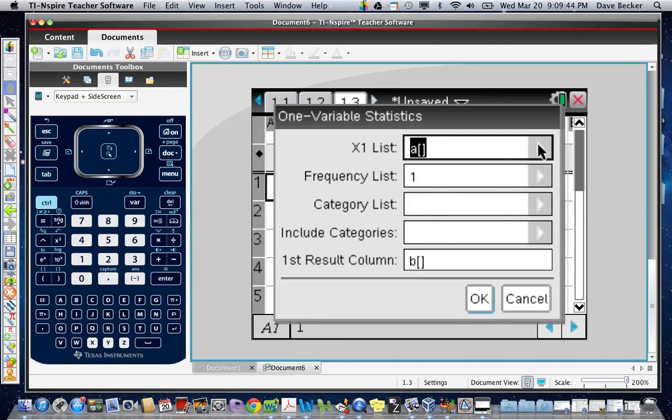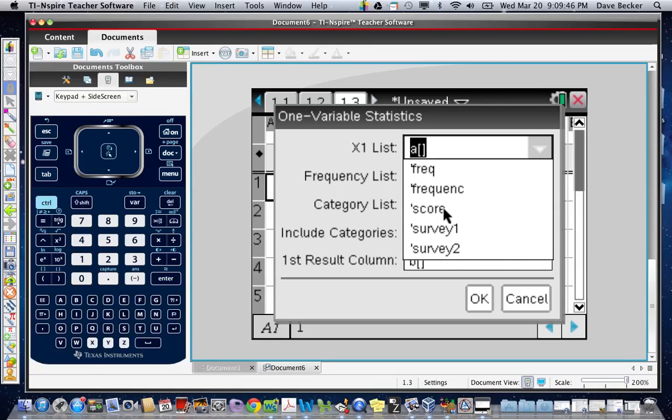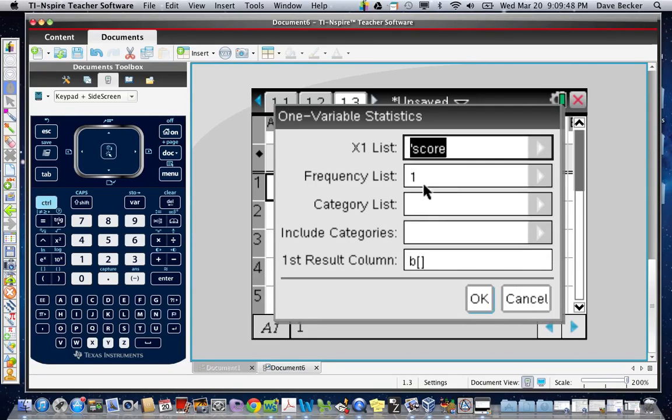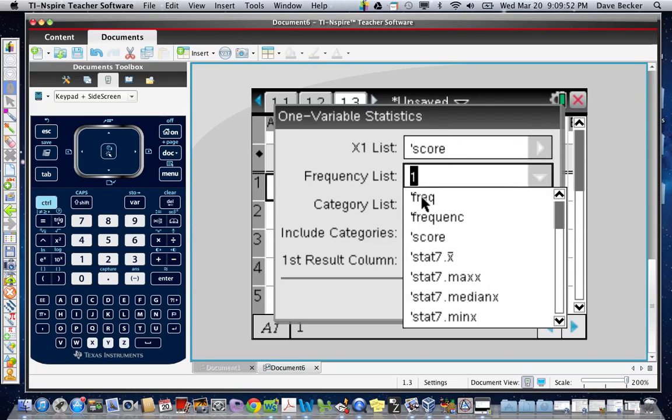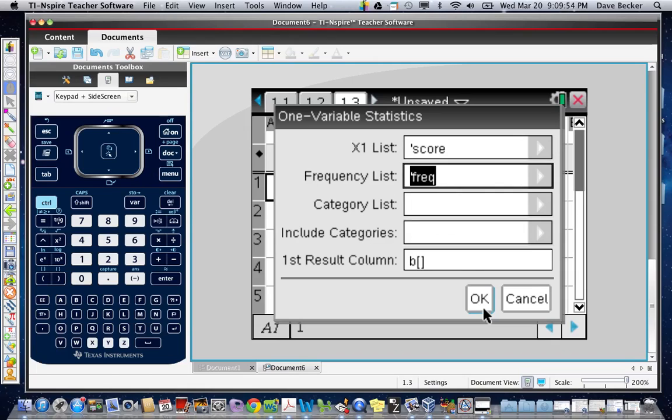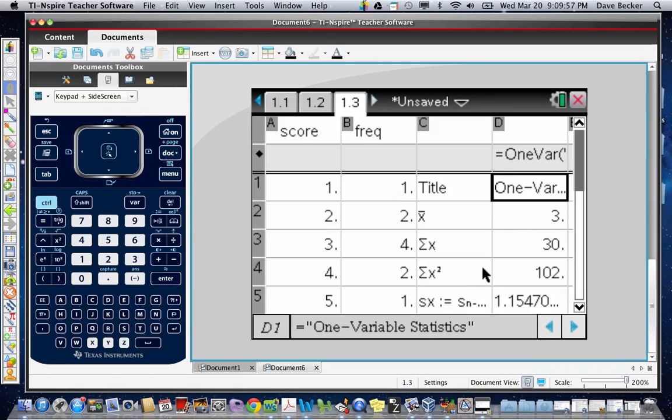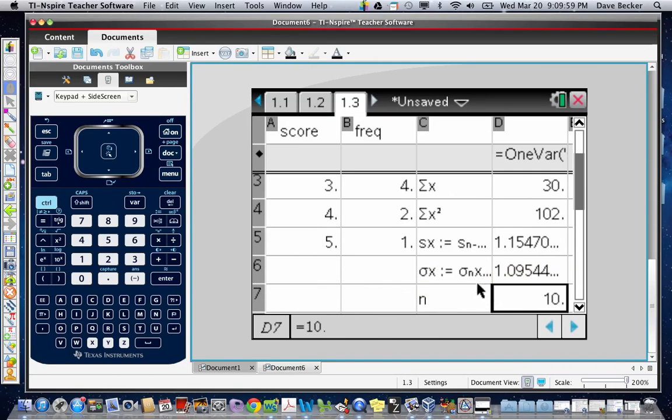I want to do, let's see, the score. And then I need a frequency list. Okay, remember, frequency I labeled as freq. Everything's okay. I get my one variable statistics, and there it is again. That rounds to 3 significant figures to 1.10.